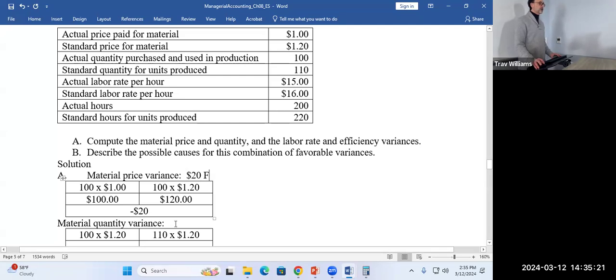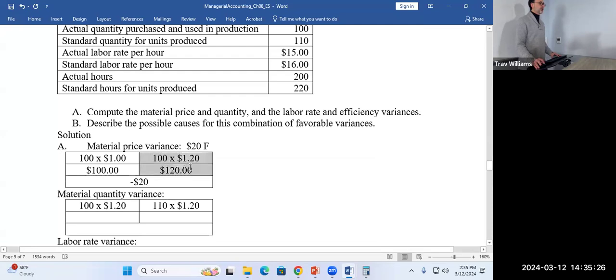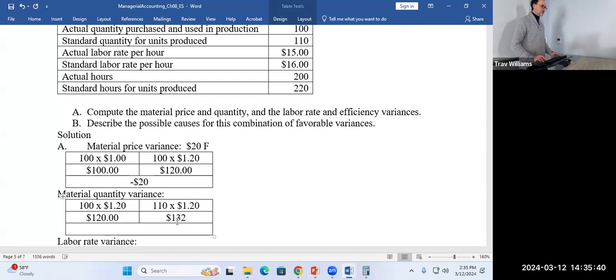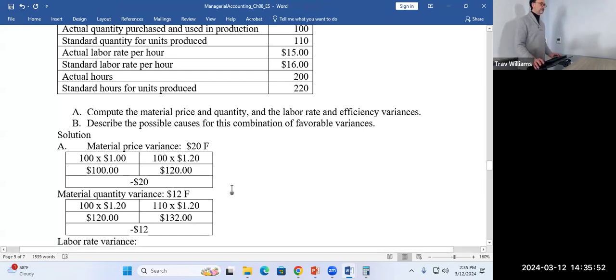Okay, then we go on to material quantity variance. Well, remember, the right side up here for price variance is the same as the left side on quantity variance. And then over here, what does that come out to? $132. We subtract the left side minus the right side. We get negative $12, right? And so that's $12 favorable. Any questions so far?